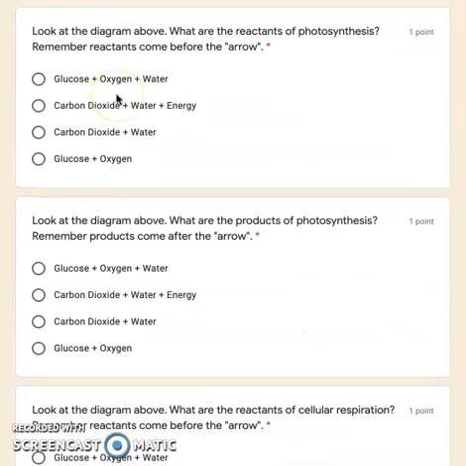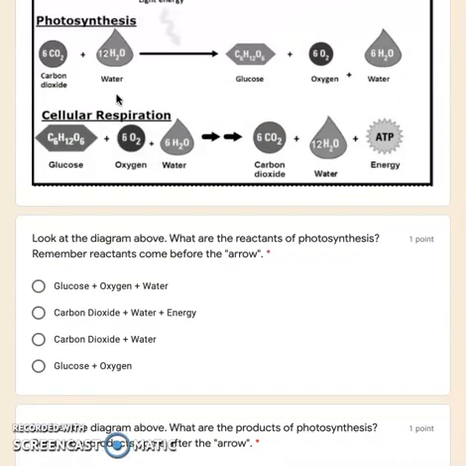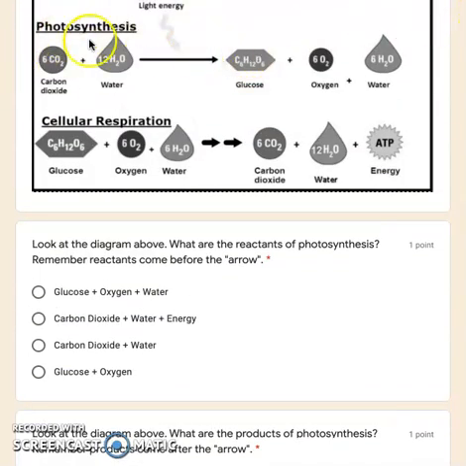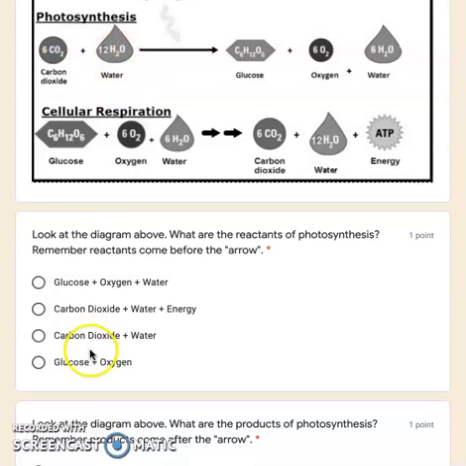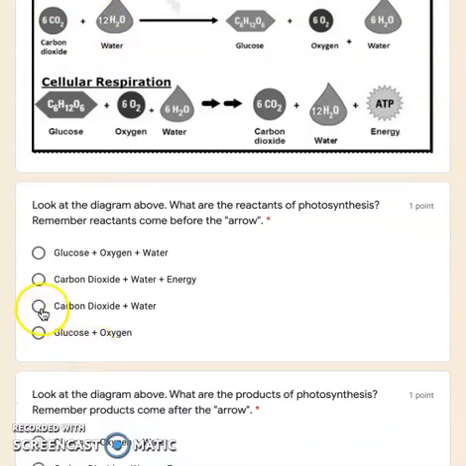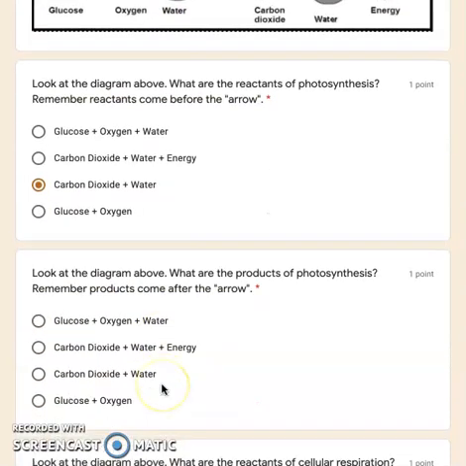So it says, look at the diagram above. What are the reactants of photosynthesis? So we're looking at photosynthesis and we're looking at our reactants. Remember, reactants come before the arrow. Those are the things that are needed in order for this specific chemical reaction, photosynthesis, to occur. So we definitely need carbon dioxide and we need water. So your answer should have been carbon dioxide and water.